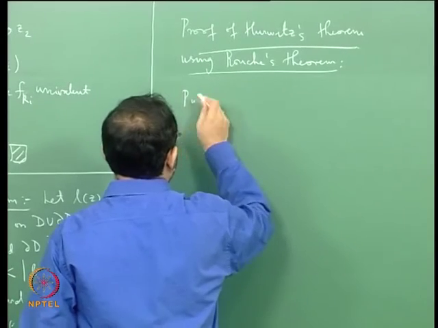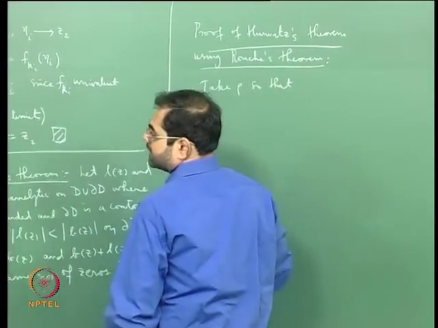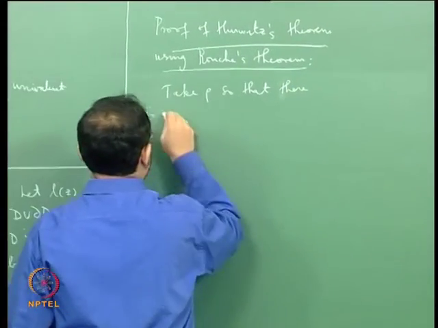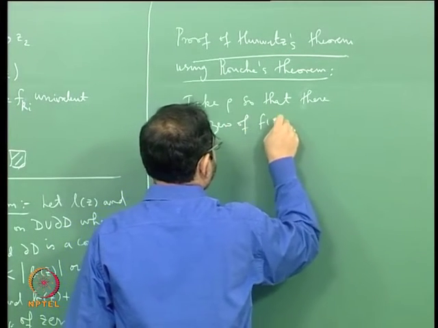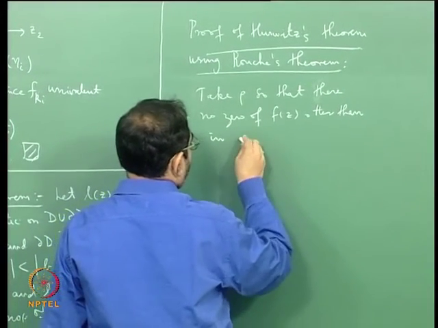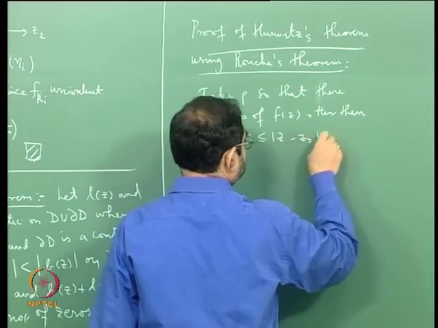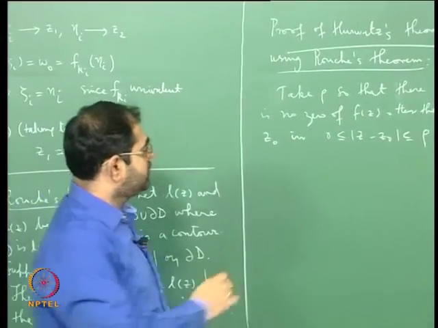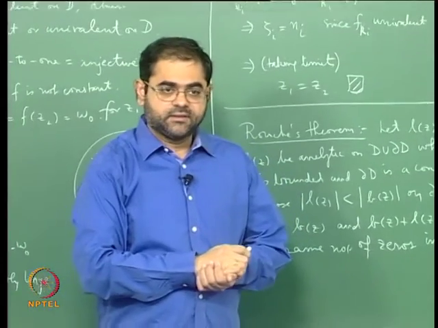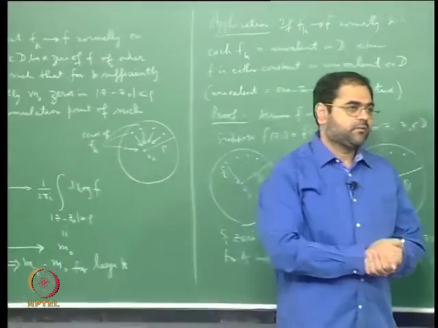So what you do is take rho so that there is no zero of f(z) other than z naught in 0 less than or equal to mod z minus z naught less than or equal to rho. Choose such a rho. Of course, as I told you, this is possible because you are assuming that f is analytic. You have that f is analytic, that's because f is a normal limit of analytic functions, right?